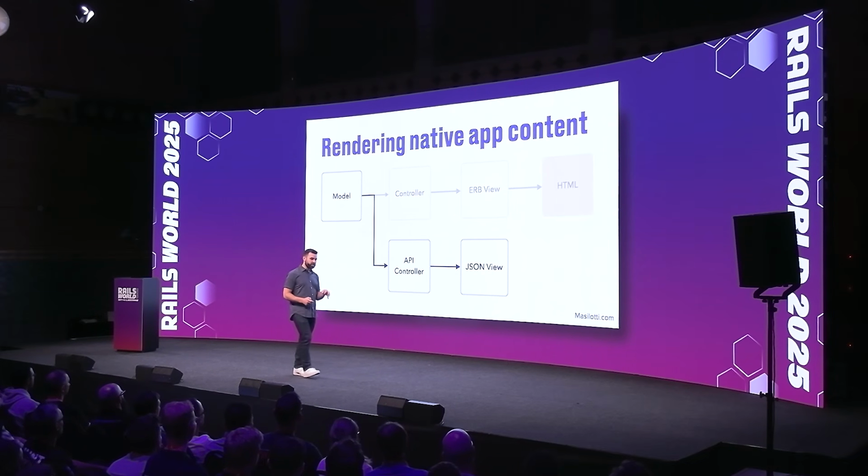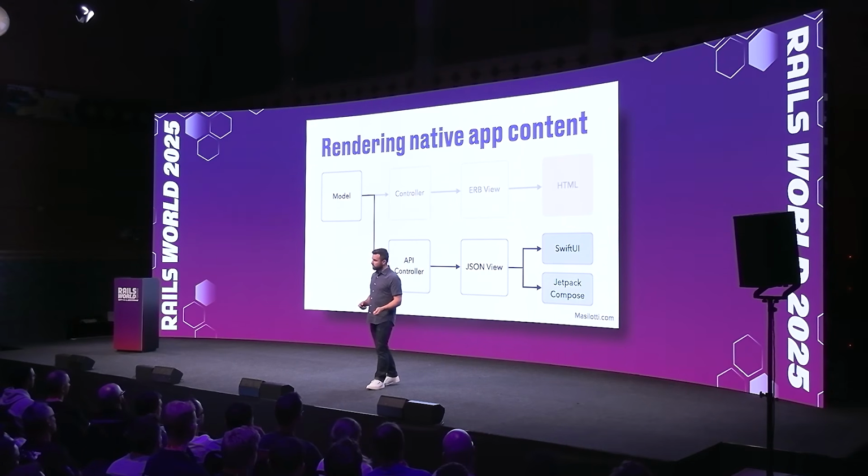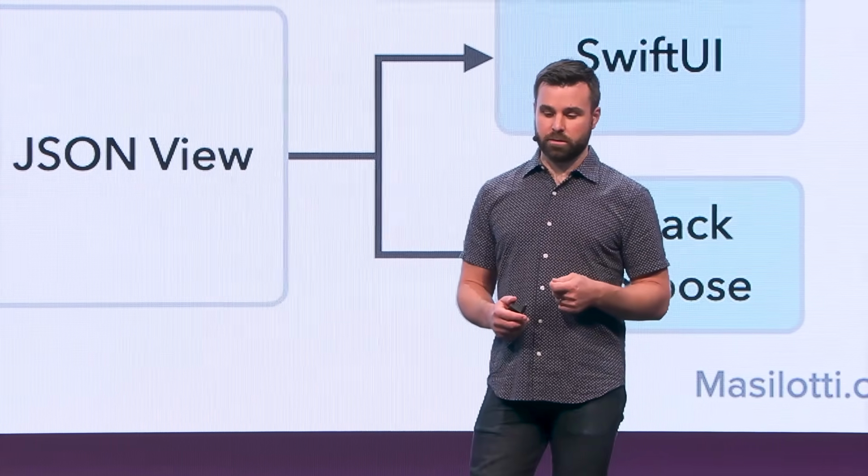From there, we send the JSON over the wire to iOS, where we render out our screen in SwiftUI, and then to Android, where we render out our screen in Jetpack Compose. And I've skipped all the networking. We've duplicated our work, and we've left the Rails ecosystem.